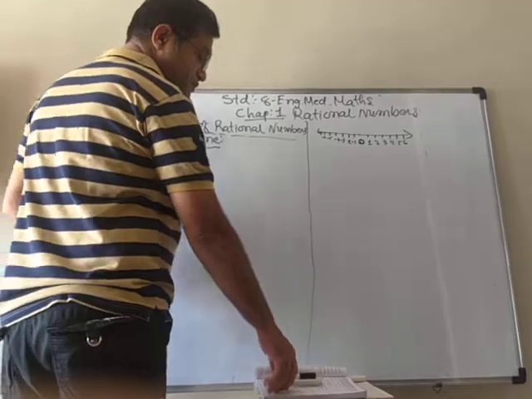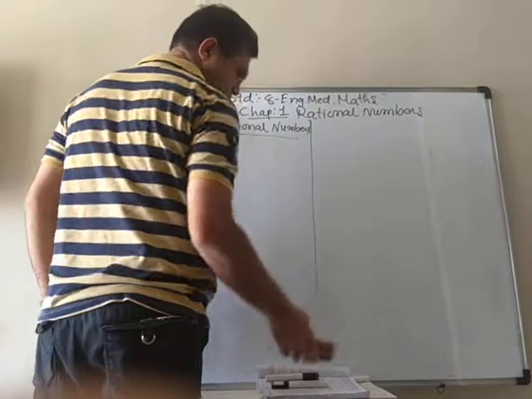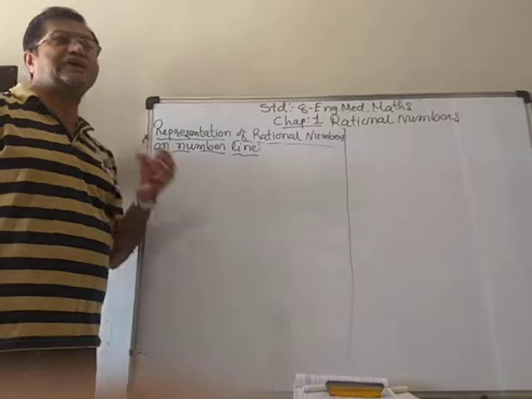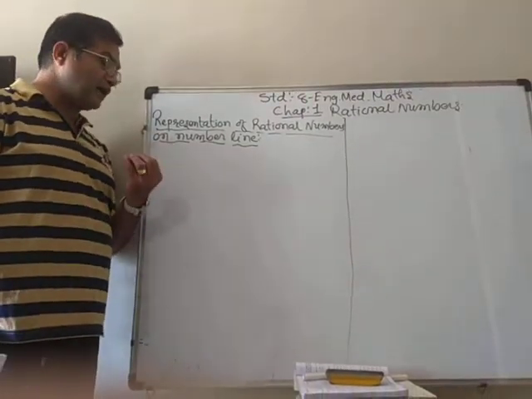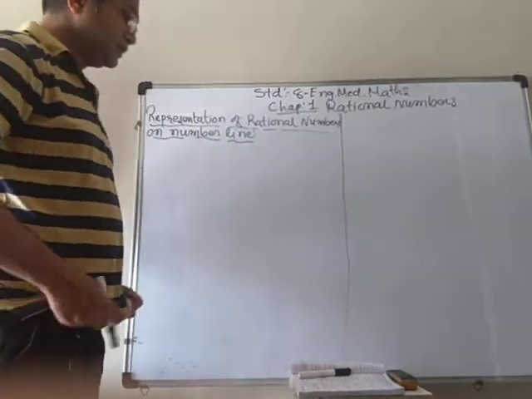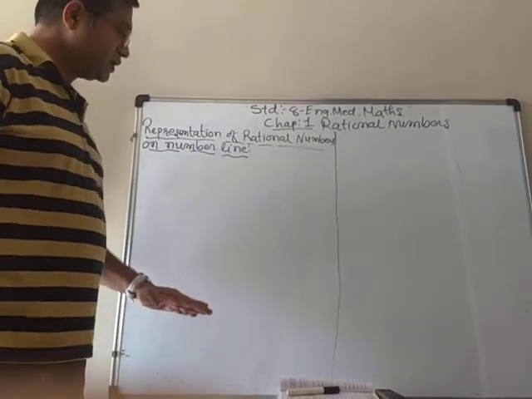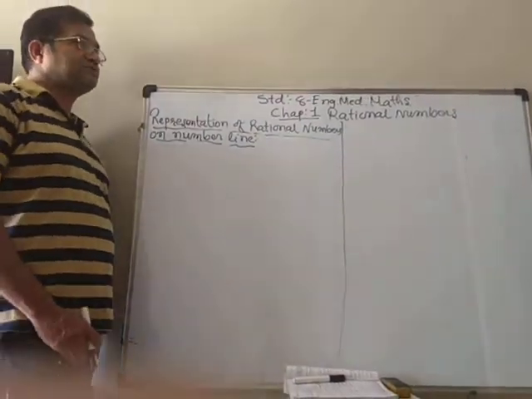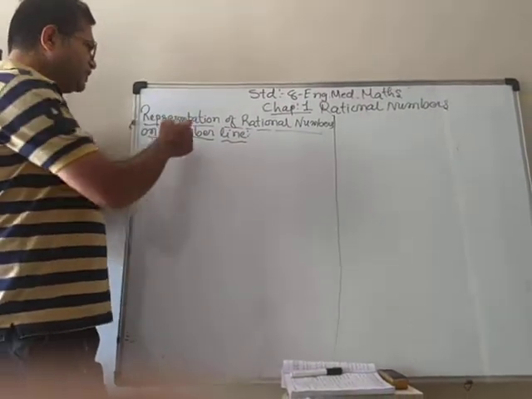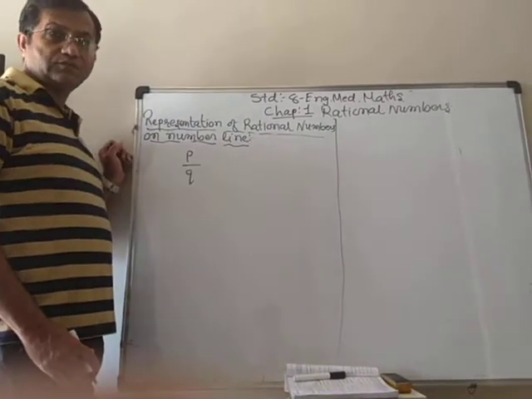But now the rational numbers, which are in the form of fractions, in which there are a numerator and a denominator. So when there are rational numbers, how do we represent them? First I will explain, and then we will do some examples so that it is clear in your mind. We know that a rational number is in the form of P upon Q.